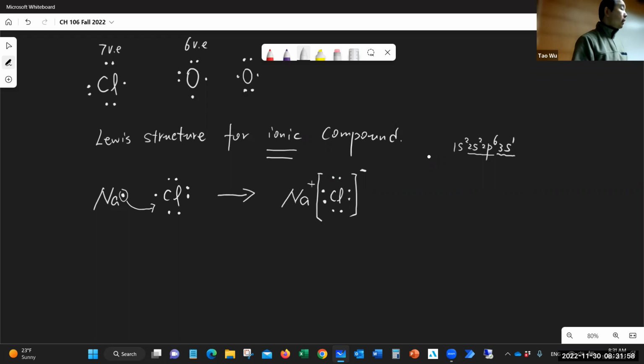That's it. So this is what happens for the ionic compound. One completely loses the electron, one completely gains the electron to make this stable. The reason the chlorine has a hard bracket over here is to separate the charge from the dots. So if you draw some Lewis structure in the future, they have dots inside, and you have to use the hard bracket to write the charge on the outside of the bracket.